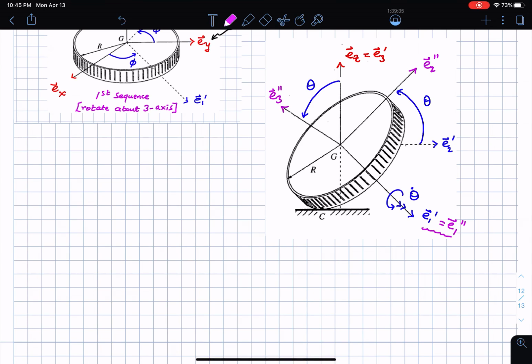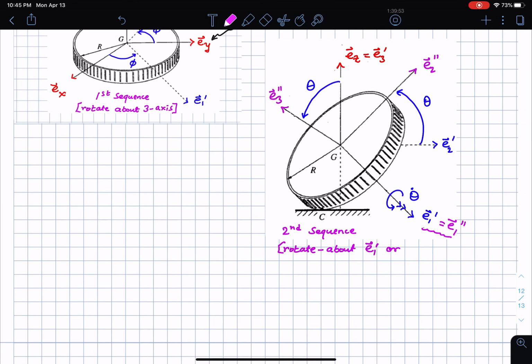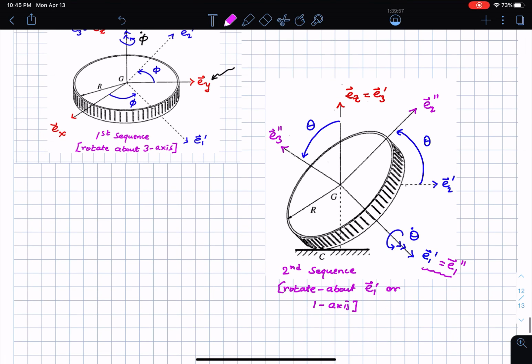Let me write the second sequence here. So this is the second sequence, and this is rotation about E1 prime, or the one axis, so that I get the new system. Okay, so let me join these here. I go from here to there, which means that I have a new set of axes. So after the second sequence of rotations, I have a new set of axes.